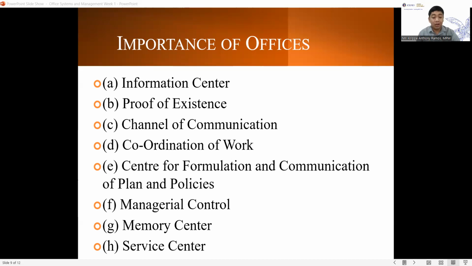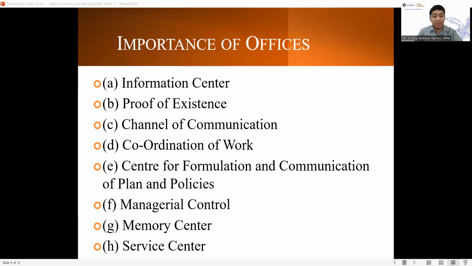Kasi nga syempre, ang gawain ng mga tao, 'di ba? Ang kanilang transaction ay binibigay nila dun sa talagang katiwa-tiwala. At hindi makatiwa-tiwala 'yun kung sakaling walang opisina yung isang business. Okay? So that's the second function or the second importance.